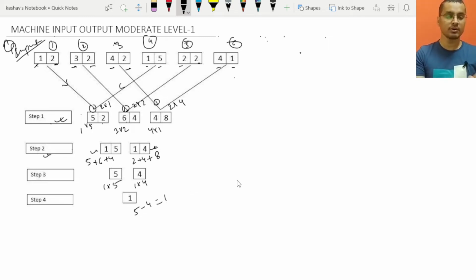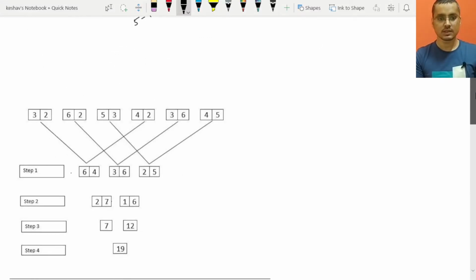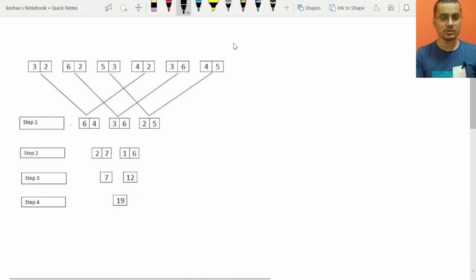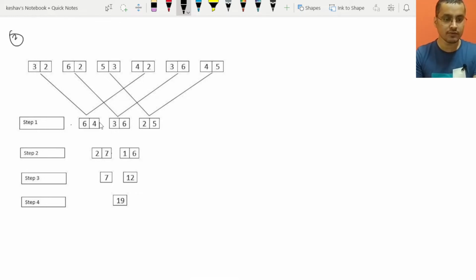So I hope you are able to understand this question. Okay, now let's move to the second question. So this is our second question. Fine, second question. Now what is the logic? So we are getting 64, 36 and 25.